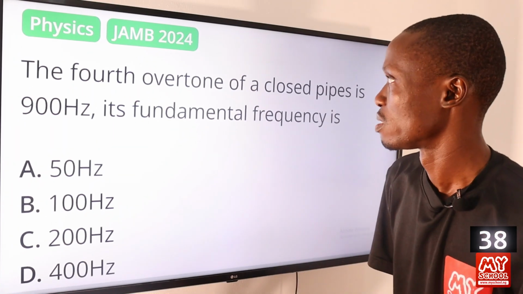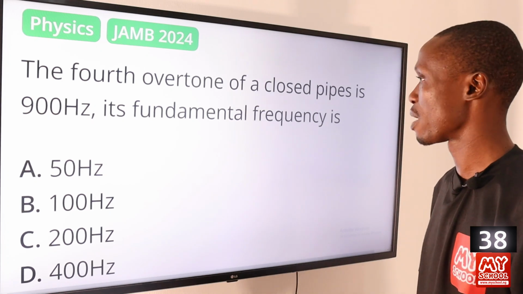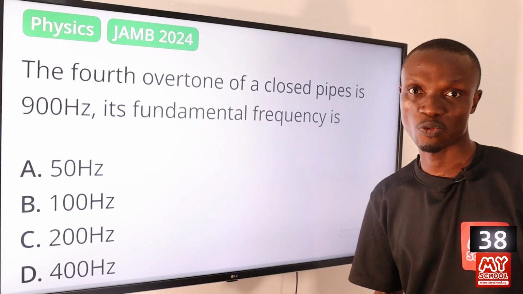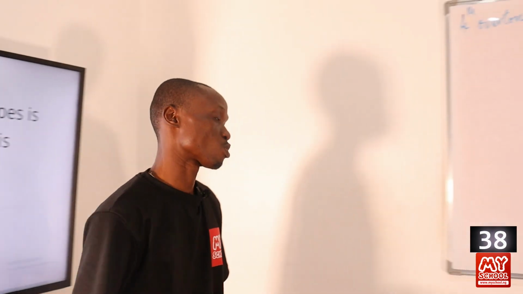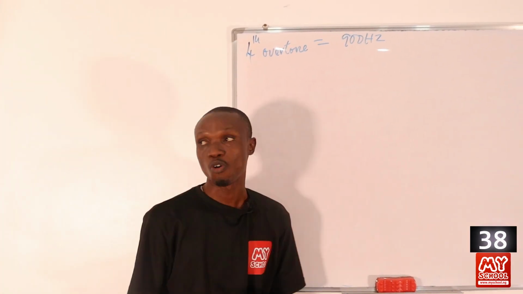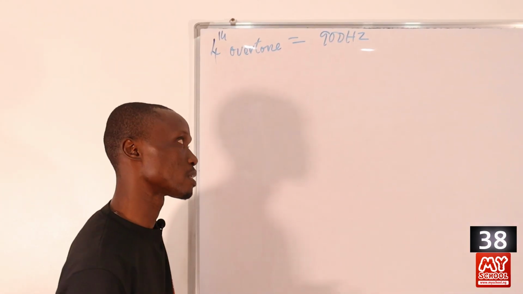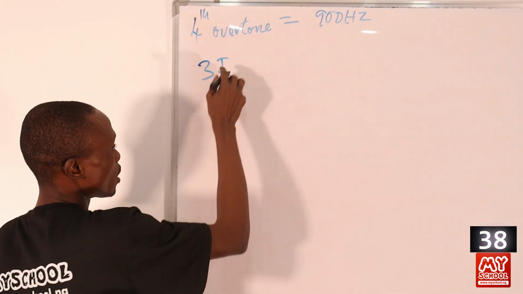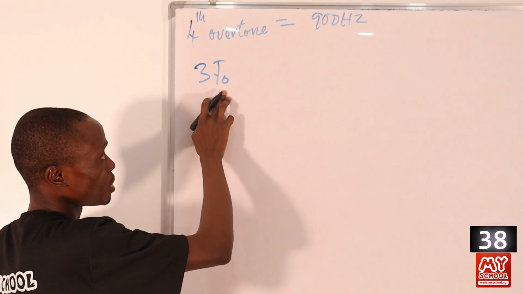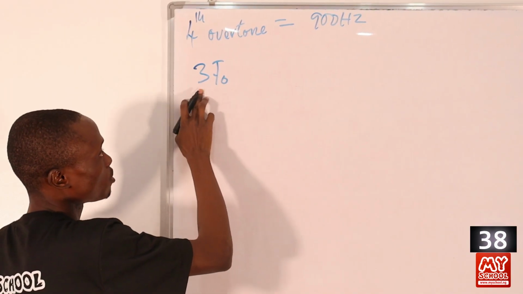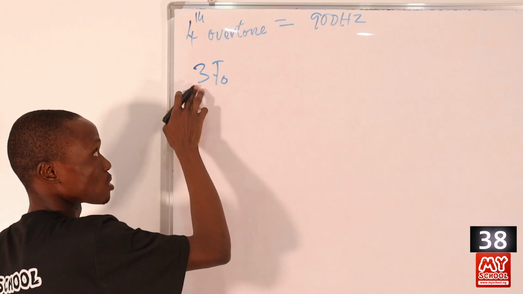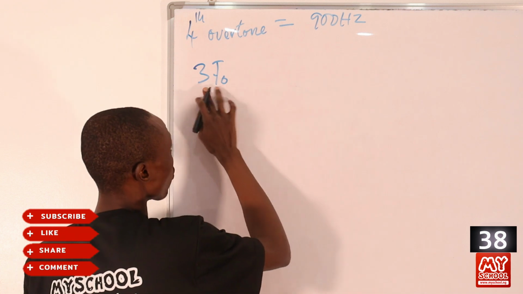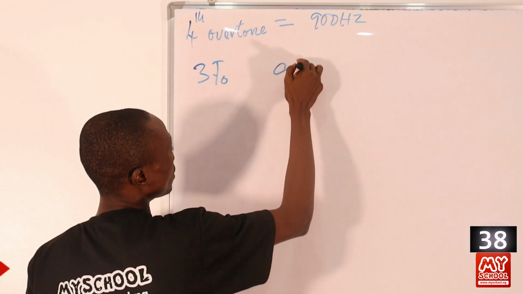Question 38. The fourth overtone of a closed pipe is 900 Hz. Its fundamental frequency is? So let's move over to the board to provide the answer to this question. One thing we must take note of is that for a closed pipe, only odd harmonics exist. And the first overtone is equal to 3 f naught, where f naught stands for the fundamental frequency. So if the first overtone is equal to 3 times the fundamental frequency, the fourth overtone will be equal to 9 f naught.